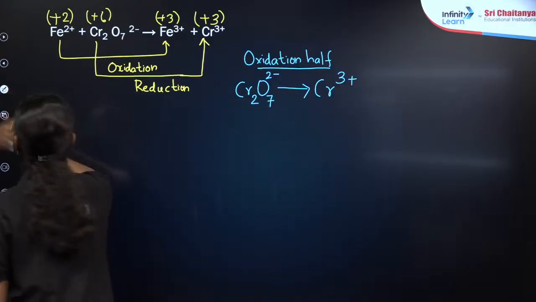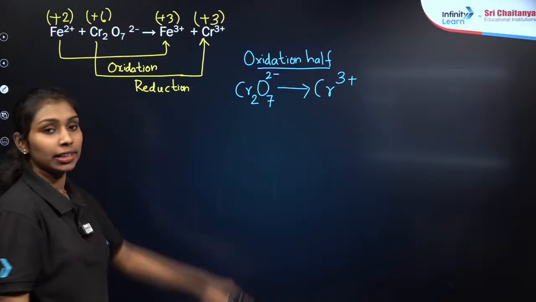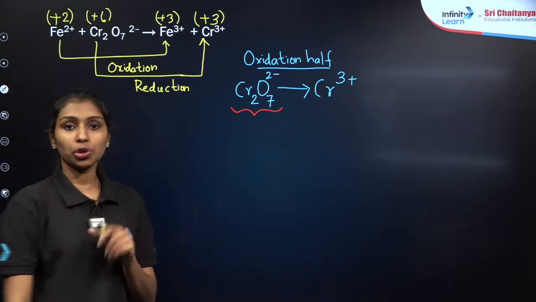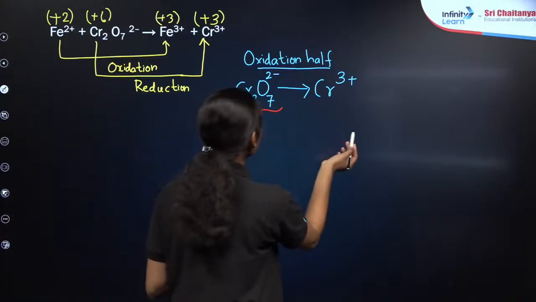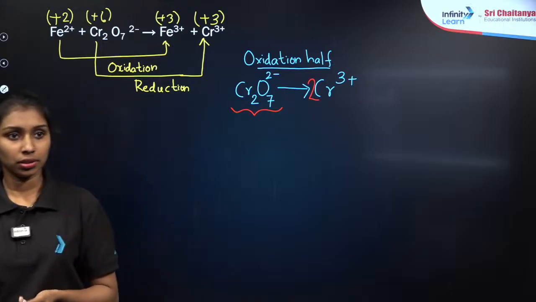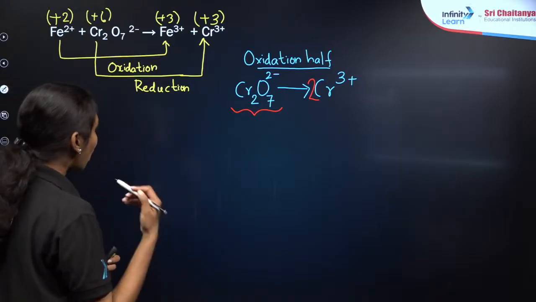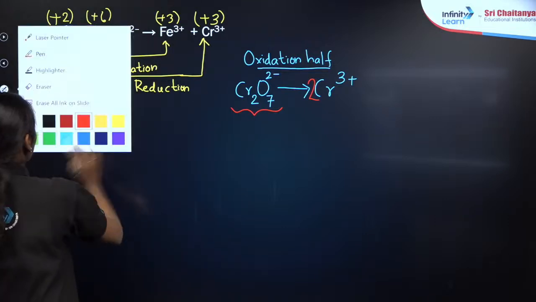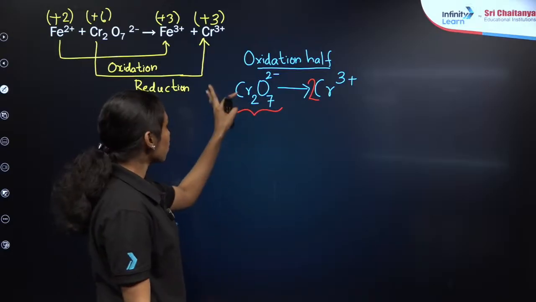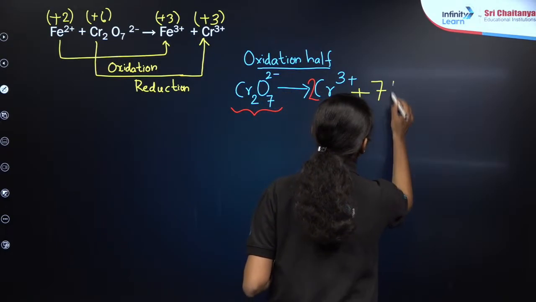Now what you have to do? First you have to balance all the atoms other than hydrogen and oxygen here. As you can see, on this side there are two chromium atoms, but here there is only one chromium, so I am just putting 2 here: 2 Cr3+. Then you have to balance the oxygen atoms. Here 7 oxygen atoms are present, and here they are deficient, so I am adding 7 water molecules.